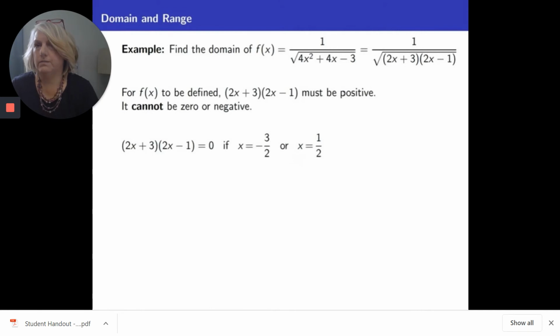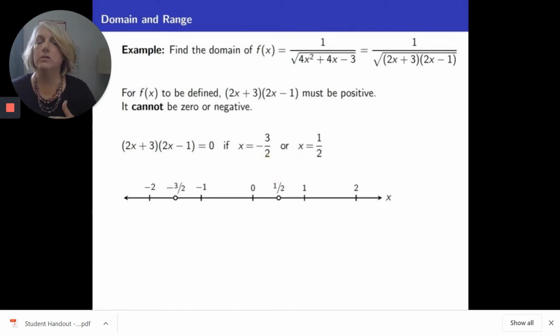Now, obviously, zero product property, very easy to solve. We know that two values that make it 0 are going to be -3/2 and 1/2. So we're clearly going to take those out of the domain. So then the next thing that we want to do is this idea of how do we determine where the product is positive so that we know which values to keep.